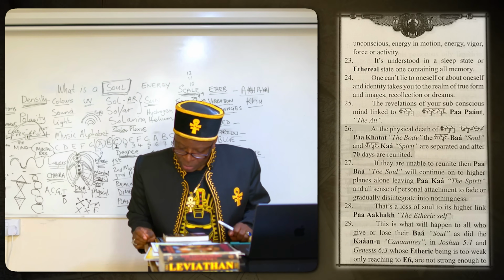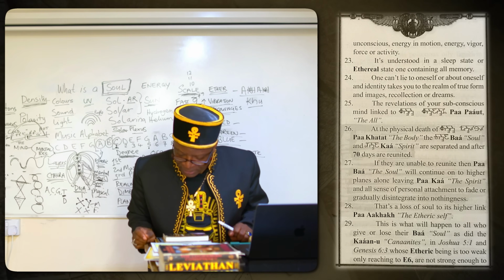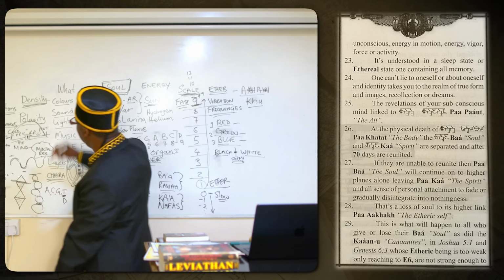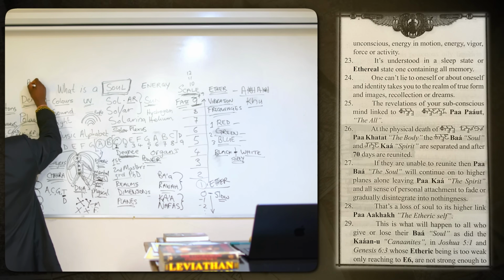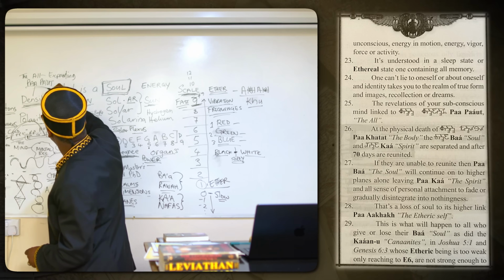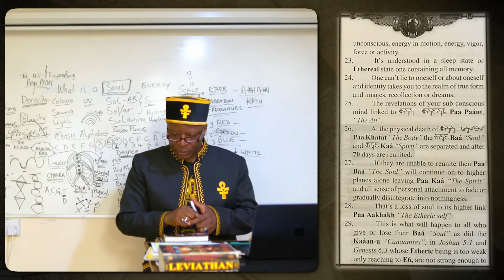All right, so 25, the revelations of your subconscious mind linked to the Pa'ut. So when you get to the highest you can go, we say the Pa'ut. We say the all expanding, the all expanding. Or we can just say simply the All, the Pa'ut, the All.